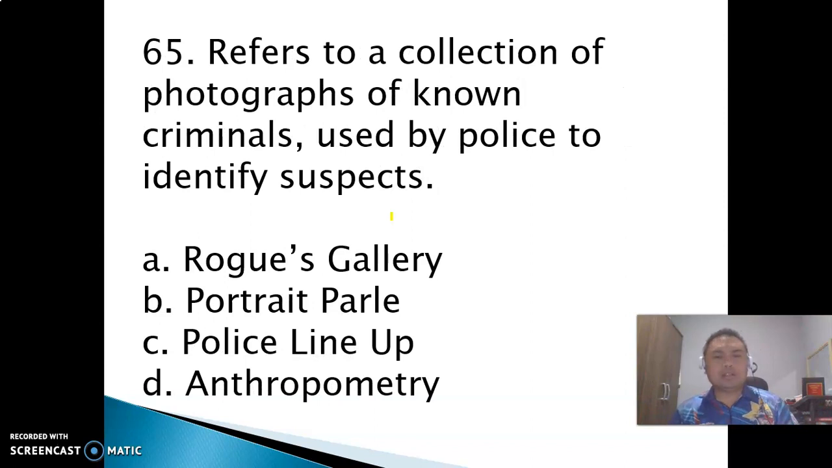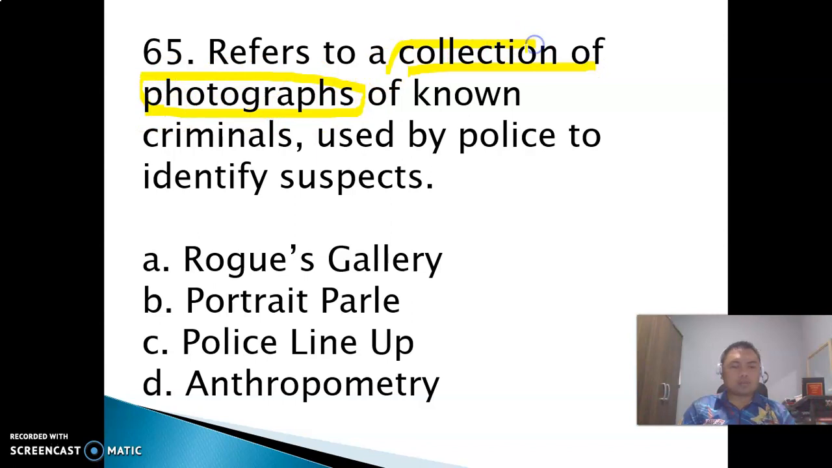65. Refers to the collection of photographs of known criminals used by police to identify the suspect. So, ito yung collection of photographs. Okay? Collection of photographs of known criminals. At ng mga naresto nandun. Okay? And it will be used by the police just in case may nangyari namang krimen.